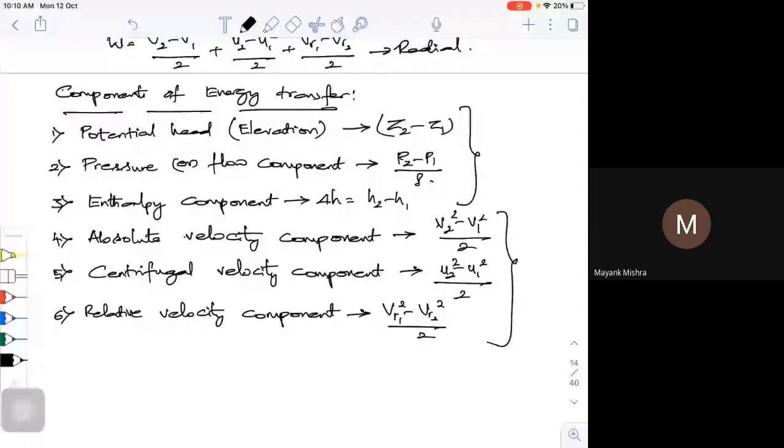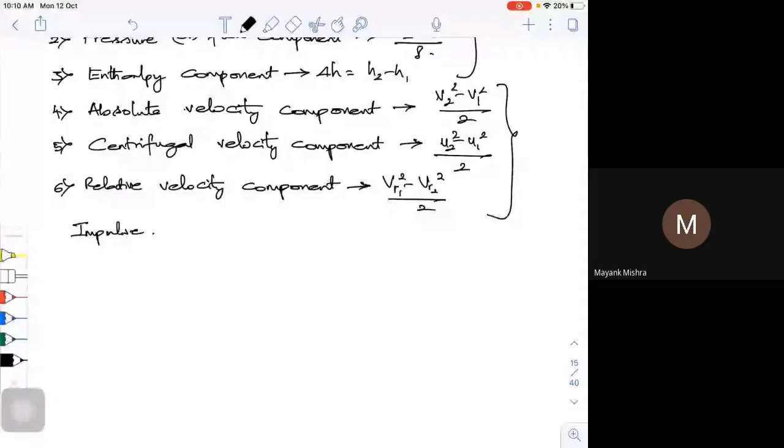We are discussing, and from your velocity perspective, we are trying to discuss the absolute velocity, the centrifugal velocity, and the relative velocity. So based on these last three components, absolute velocity, centrifugal component, relative component, I can define the impulse compressor or a pump. That is impulse. So if I want to call anything an impulse machine, or impulse turbo machine, what happens in case of an impulse machine?